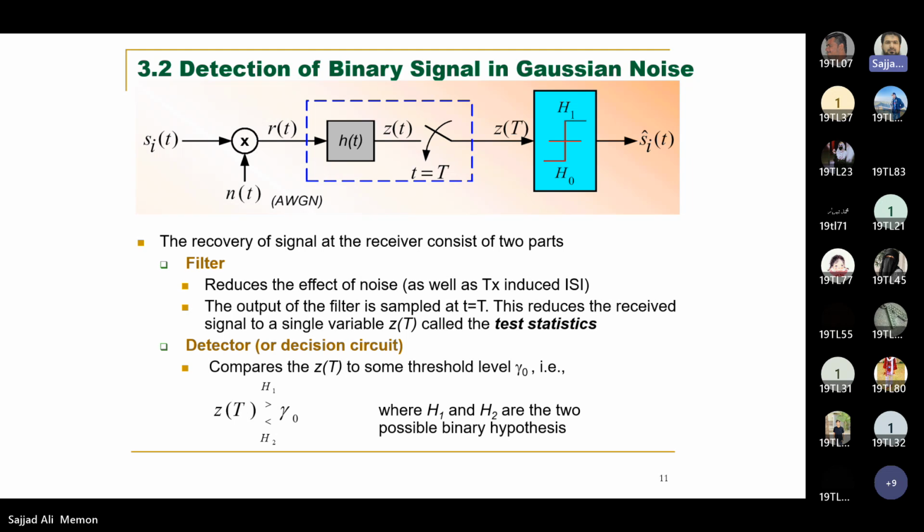So the recovery of signal at the receiver consists of two parts. The filter reduces the effect of noise as well as transmission-induced ISI. The output of the filter is sampled at time T. This reduces the received signal to a single variable Z of t, called the test statistic, and the detector or decision circuit compares the test statistic, that is Z of t, to some threshold gamma naught, where H1 and H2 are two possible hypotheses. So based on the comparison of the test statistic against the gamma naught, which will be some voltage level, we will say that the received waveform is H1 or H2.